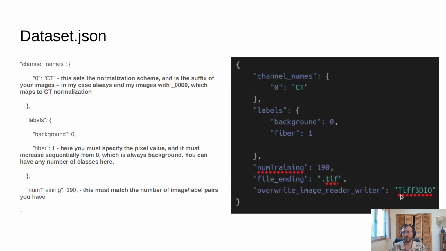And then you don't actually need this. I have this in here right now because you used to need it, but this is just the image label writer. For TIFFs, it's just TIFF 3D.io. And then for 2D images, you use the natural image writer, but you don't actually have to include any of that.